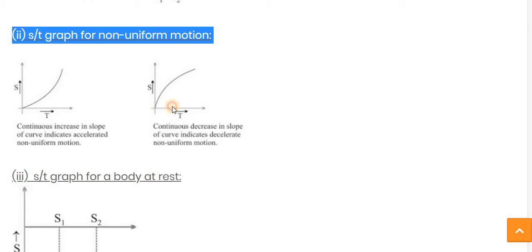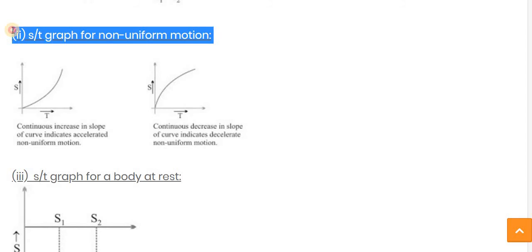Whereas in the second graph, you can see the continuous decreasing in slope. You can see inside the slope is bent. So in such a condition, we can say that during the time, the distance covered by the object becomes decreased. So that kind of graph, a continuous decreasing in slope of a curve, indicates that the decelerated non-uniform motion occurs.